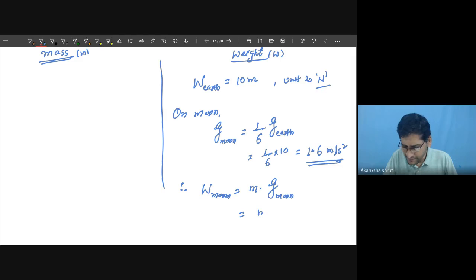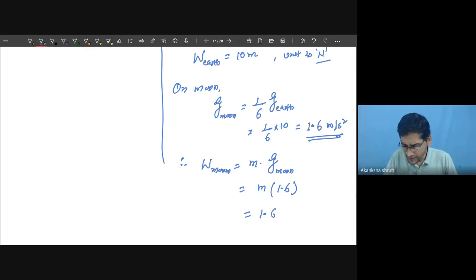So it is our m into, we may put 1.6 this much. So it is simply 1.6 of m. Means what? Student, understand this carefully. If I consider this pen, it has mass m, then its weight on this earth surface is given by 10 into its mass. But if I take this pen to the moon, then the weight at the moon will be only 1.6 into its mass. Are we getting?